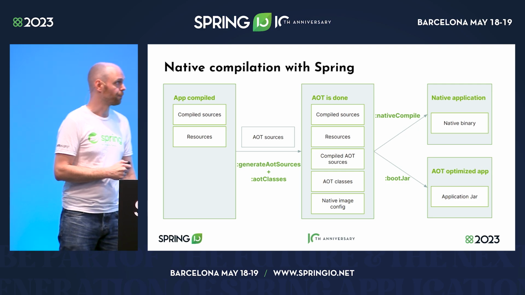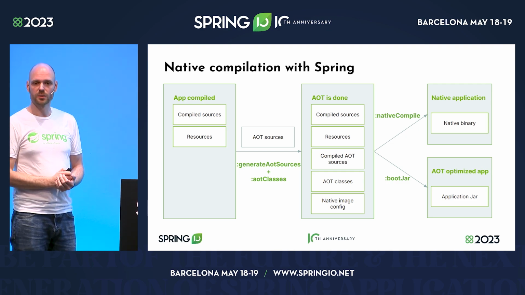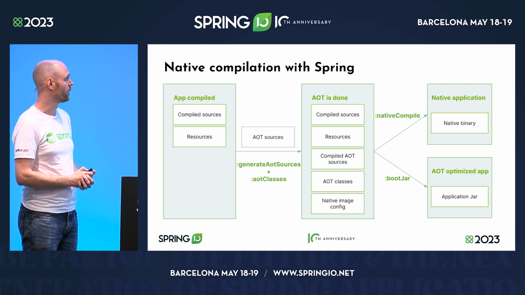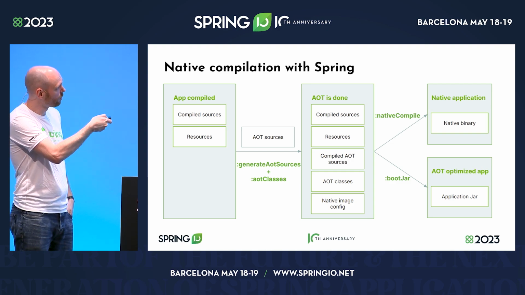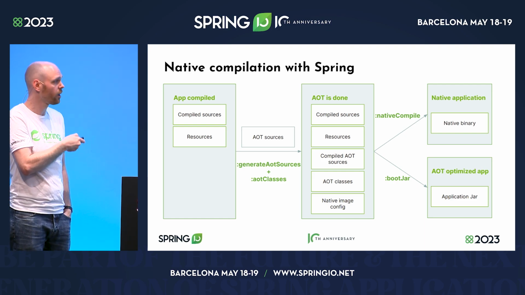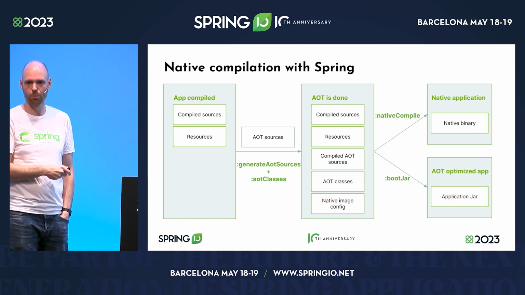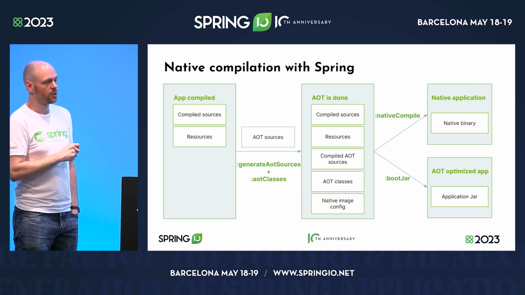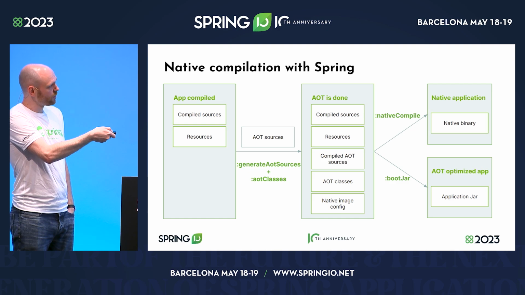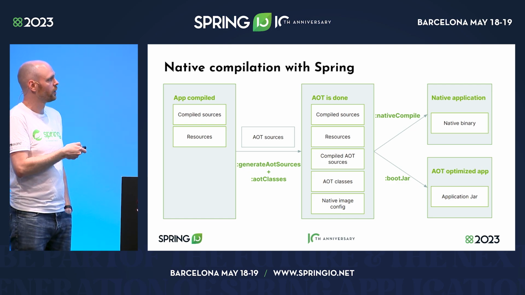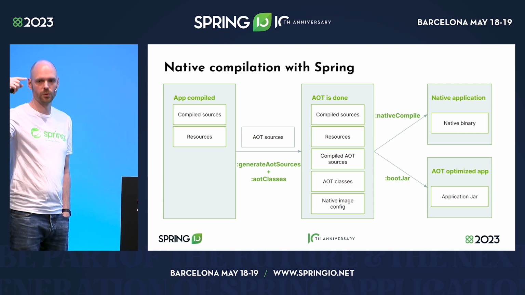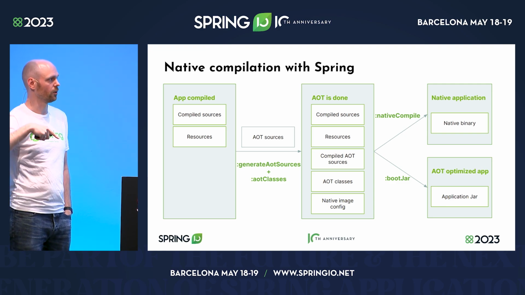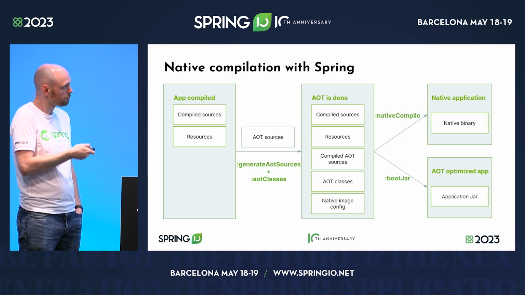Okay, so now we know the building blocks. How do they really work together? Normally your application looks like this. There are your source files, which are compiled by compiler plugins, and there are your resources, for example, the resource bundle which Sébastien showed. Then the AOT magic kicks in. So we have the generated AOT sources and AOT classes, and this is another build step, okay? It starts your application up to a certain point, and then it looks at all that stuff. We're going to see that in a demo later.